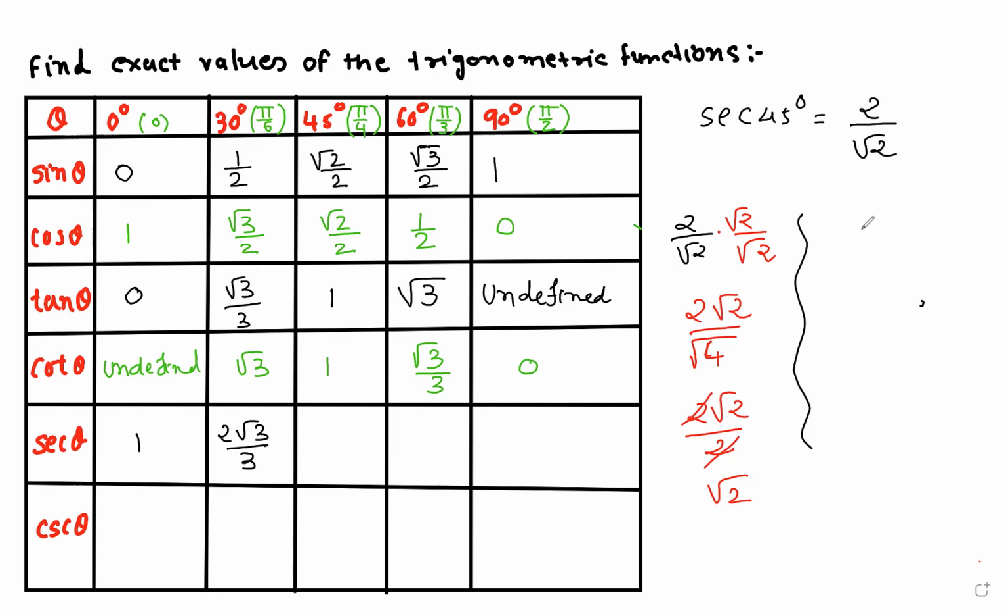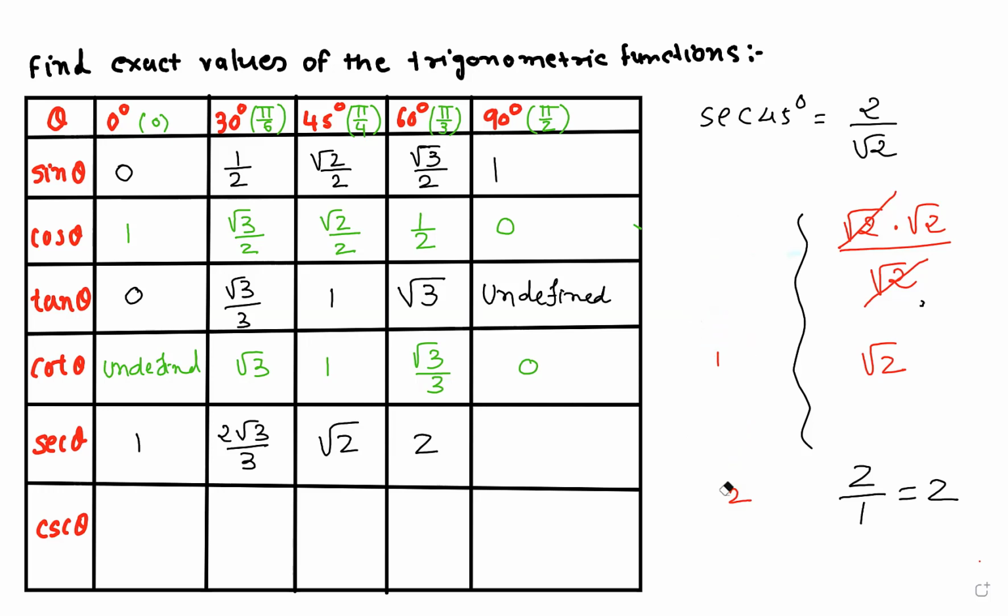The next method is we can write 2 as a multiplication of radical 2 times radical 2, and you divide by radical 2. Radical 2 from the numerator and the denominator get cancelled. So our final answer is radical 2. So secant 45 degrees is radical 2. Secant 60 degrees is the reciprocal of 1/2, which is 2 over 1, which is nothing but 2. So your answer is 2.